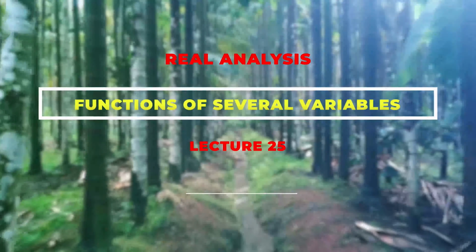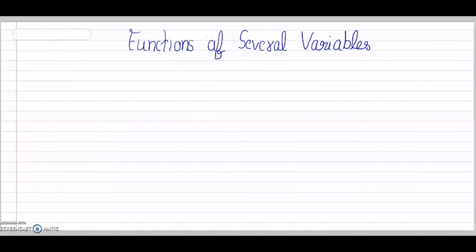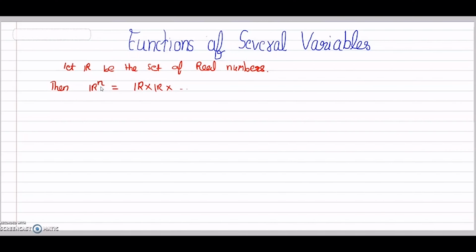So now we will start functions of several variables. So write: let R be the set of real numbers, then R^n equals R × R × ... × R, n times. ठीक है, इसमें किस टाइप के एलिमेंट होंगे? (x1, x2, ..., xn), here xi belongs to R for 1 ≤ i ≤ n.